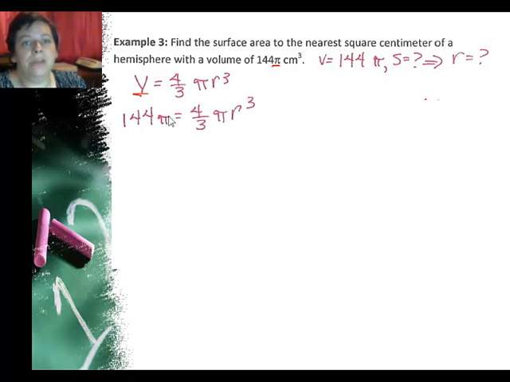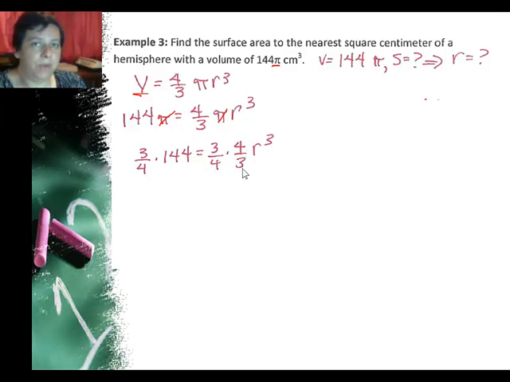So let's see, 144 pi, see how I took this value here and substituted it in, equals 4/3 pi r cubed. Now I could divide both sides by pi, and that will simplify the pi. The pi goes away. So I get 144 equals 4/3 r cubed.